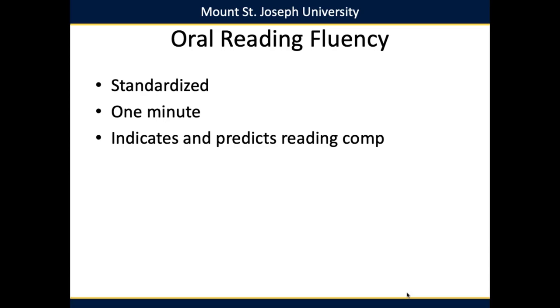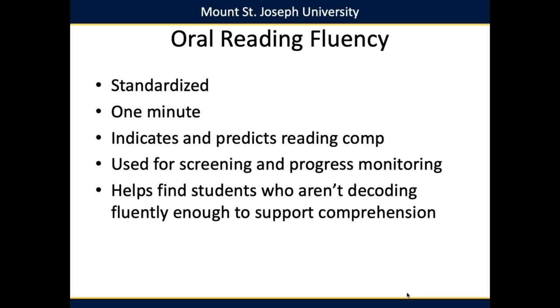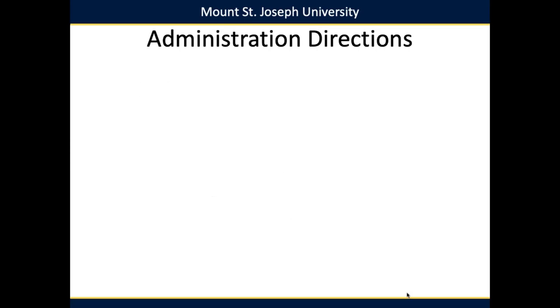There are several scores generated, including a words correct score, which predicts and indicates reading comprehension, an error score, and the words correct and error scores are used to determine the accuracy score. There is also a retell score and a retell quality of response rubric rating. Oral reading fluency is commonly used for screening and progress monitoring. It helps to find students who aren't decoding accurately and fluently enough to support comprehension.